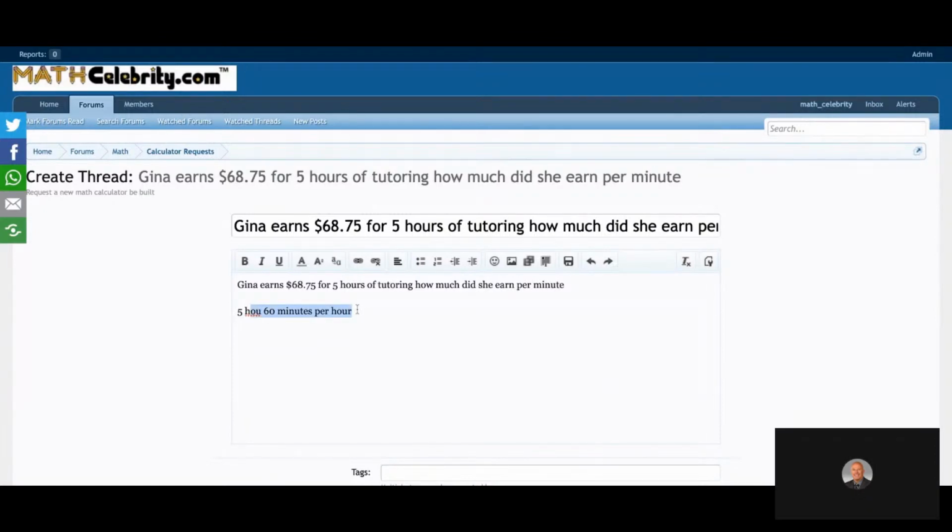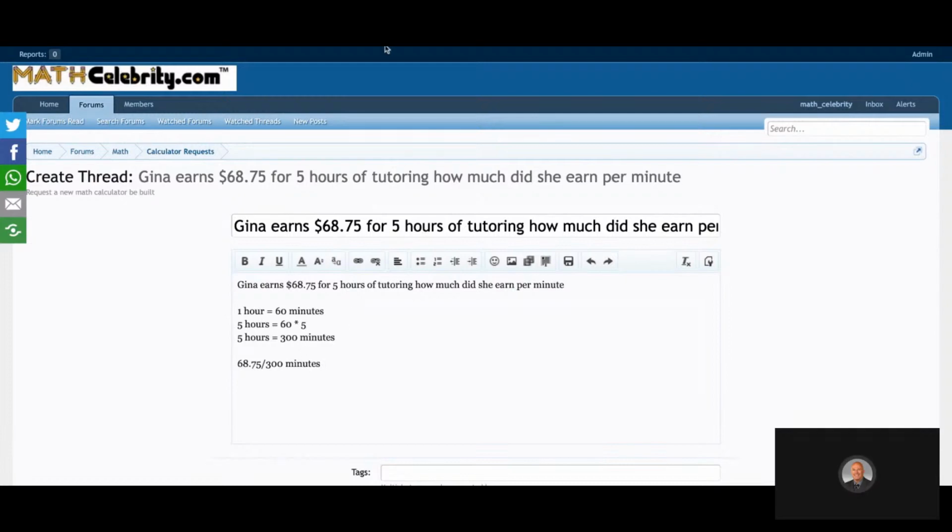Sorry, let's start over. 1 hour equals 60 minutes. 5 hours equals 60 times 5. 5 hours equals 300 minutes. Now we have the earnings in terms of minutes. So we have $68.75 divided by 300 minutes to get our earnings per minute.